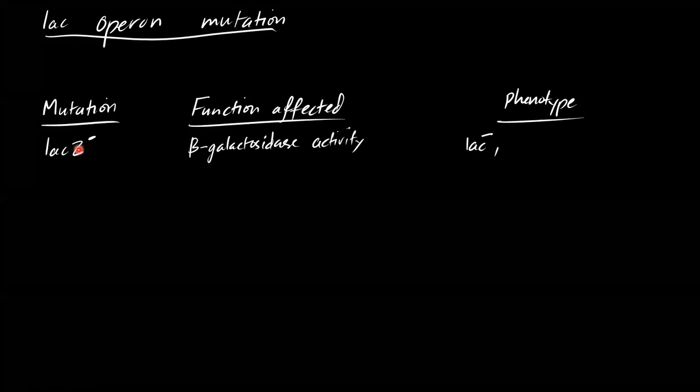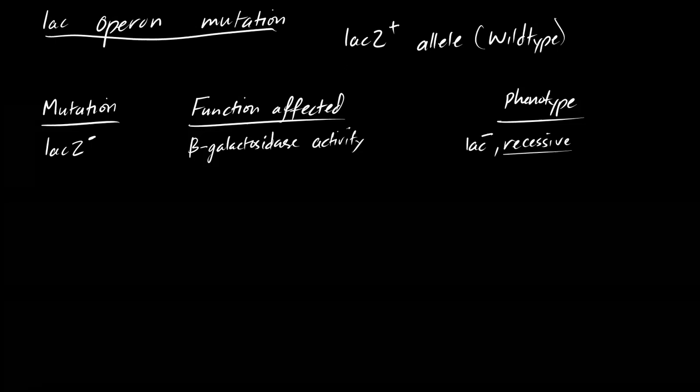This mutation is recessive, and I will show you how it is recessive and what the meaning of recessive is. So the mutation is recessive, not the bacteria. We're talking about this mutation or this allele. Now, we have two alleles: the lac Z plus allele, which is the wild type allele, and another allele called lac Z minus, which is the mutant allele.